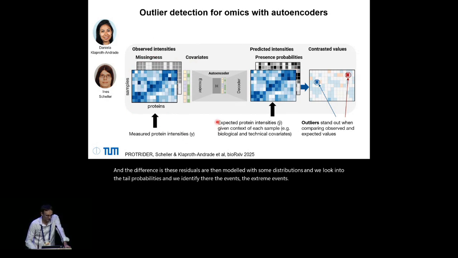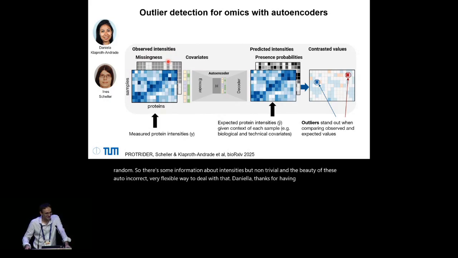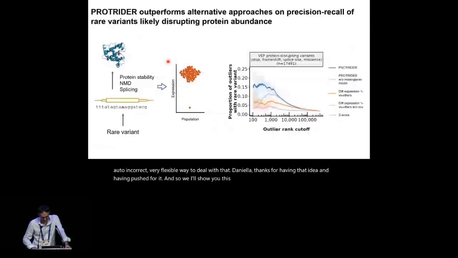Our latest tool we use for proteomics not only models the intensities that you observe in data, but also the missingness. As you may know, in proteomics, missingness does not occur at random. So there's some information about intensities, but non-trivial. And the beauty of these autoencoders is a very flexible way to deal with that. Daniela, thanks for having that idea and having pushed for it. And so I'll show you this is indeed helpful.